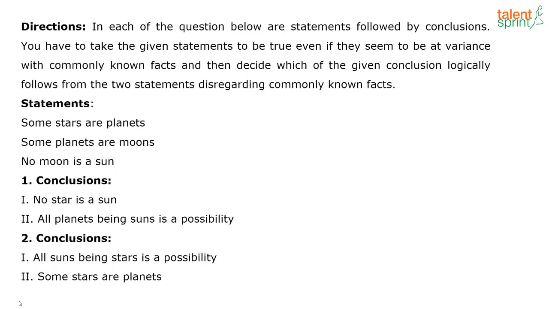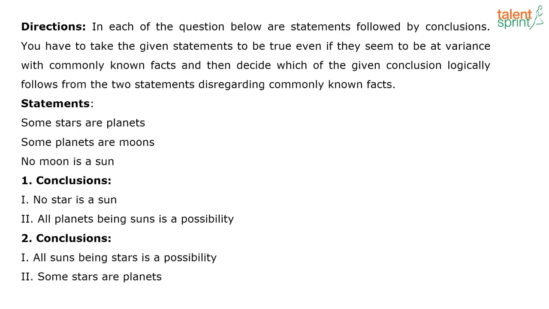Good. Next one. The next question on your screen is one wherein the conclusion has a possibility. Let us look at this question. In each of the following questions are statements followed by conclusions. You have to take the given statements to be true even if they seem to be at variance with commonly known facts, and then decide which of the conclusions logically follows from the statements. The given statements are: some stars are planets, some planets are moons, no moon is sun. The first conclusion says no star is a sun, all planets being suns is a possibility.